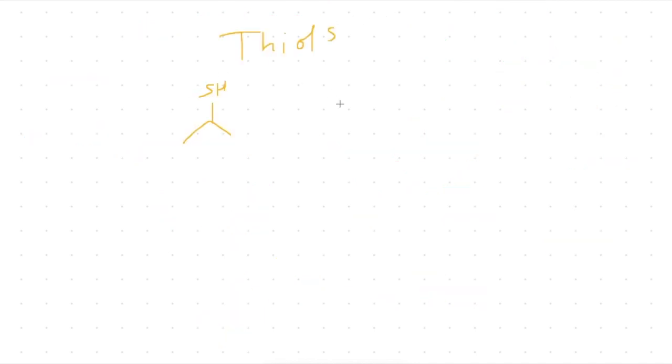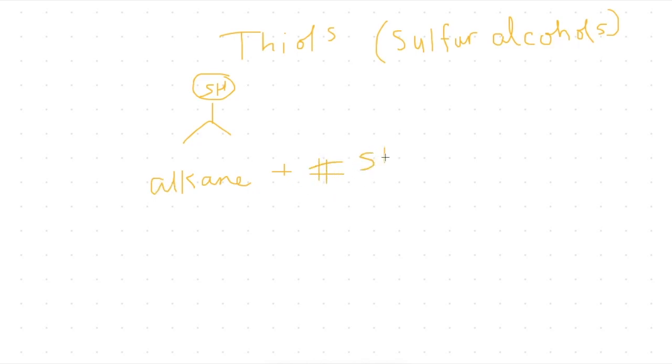Now let's take a look at naming thiols. These are also sometimes called sulfur alcohols because instead of an OH group, it's an SH. This is the thiol group. So to name a thiol, we name it as an alkane plus the number that the thiol group is on plus the word thiol. For example, this is a 3-carbon chain with the thiol group at carbon 2.